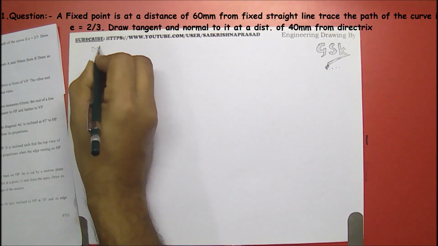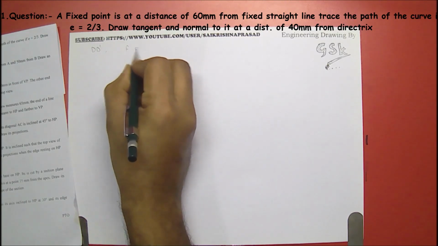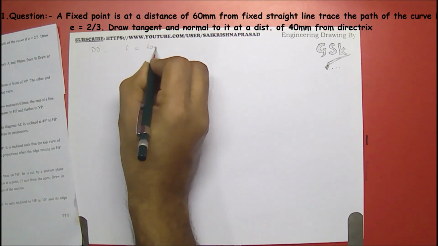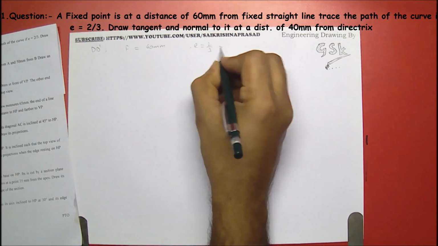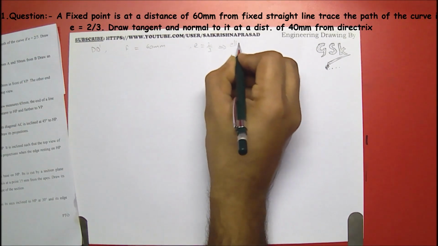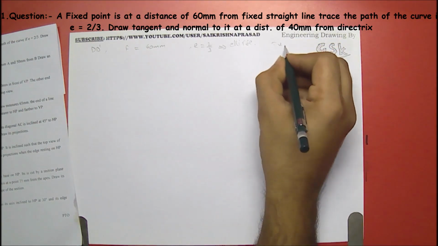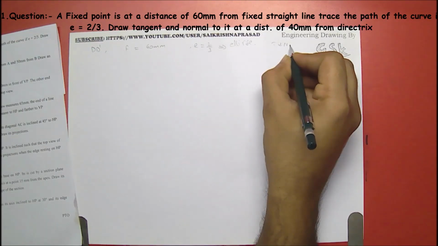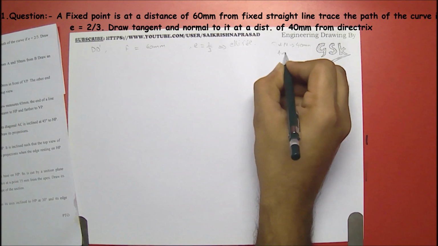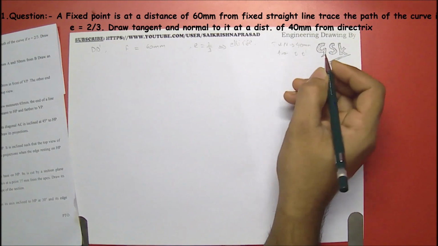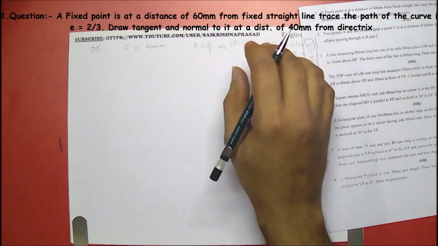Here d dash and the focus point distance is 60 mm, eccentricity is 2/3, that is an ellipse, and tangent and normal should be drawn at 40 mm from d dash, right? So let's start the problem here.